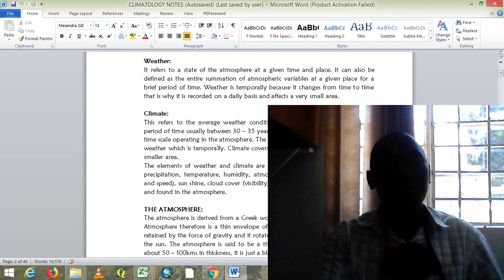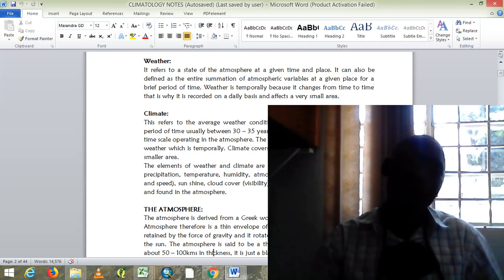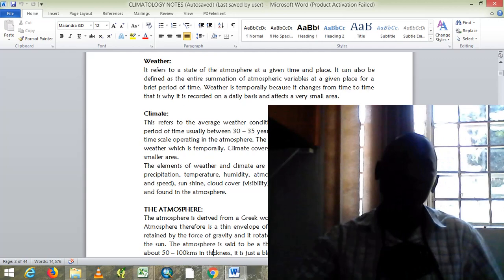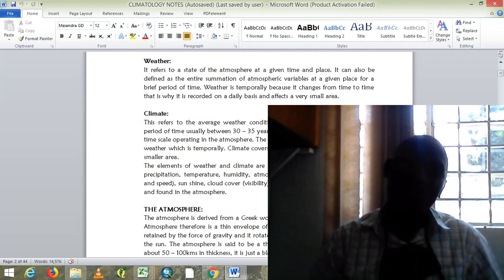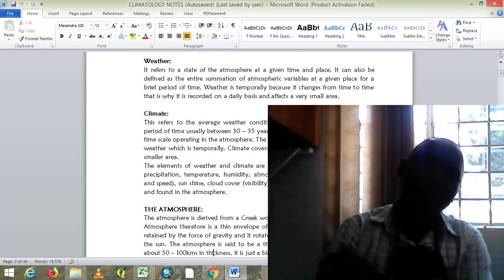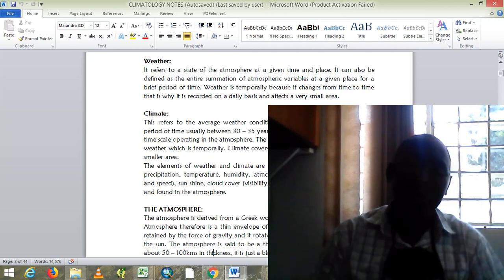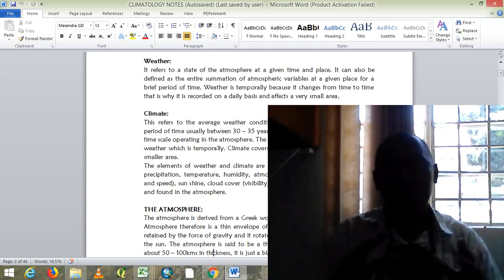Here is a small place, but you can be in the north end of UCU when it's very calm like this, but you move back and you find it's windy, because the wind is moving from Bethania Hill down to the swamp, or moving from the wetland up to Bethania Hill. But climate covers a larger area.